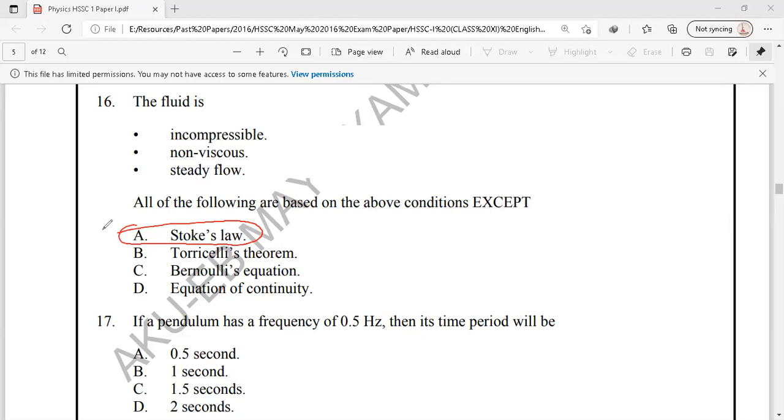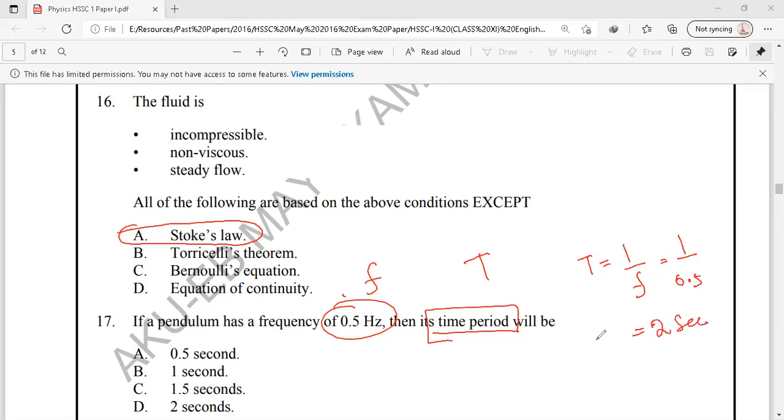Question number 17. We have a pendulum that has a frequency of 0.5 hertz, and we have to tell what its time period is. The relation between the time period and frequency is such that T equals 1 over F. So 1 over 0.5 will be equal to 2 seconds. So the correct answer for this question is 2 seconds, which we have in option D.